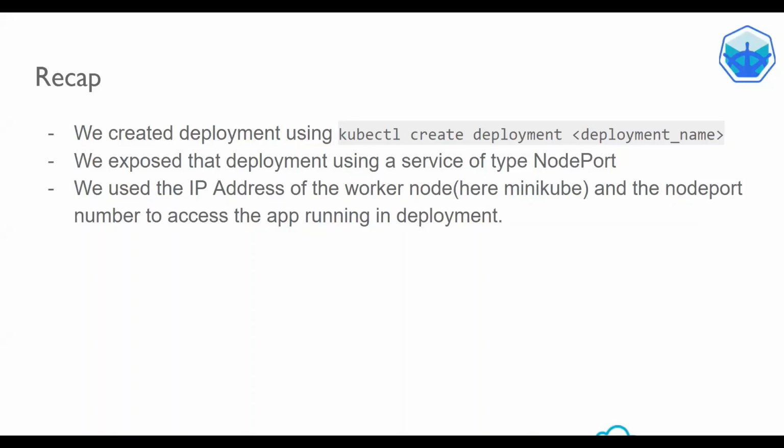Let us recap what we have done in the previous video. We created a deployment using kubectl create deployment name. We exposed that deployment using a service of type NodePort. We used the IP address of the worker node, here minikube, and the node port number to access the app running in the deployment.